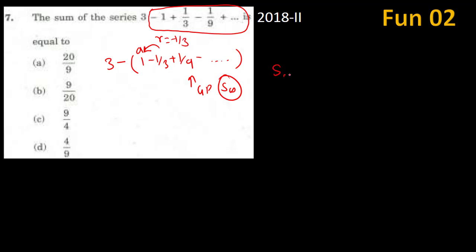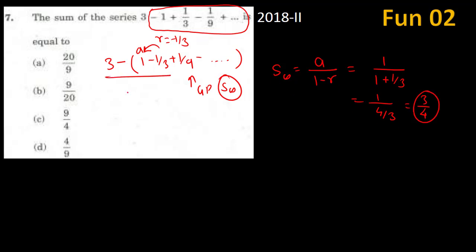So sum to infinity is a divided by 1 minus r. Here a is 1, divided by 1 minus r, where r is minus 1 by 3. So minus minus is plus 1 by 3, which is 1 divided by 4 by 3, which is nothing but 3 by 4. So S to infinity is 3 by 4. Now substitute: 3 minus 3 by 4, which is 12 minus 3 upon 4, which is 9 by 4. So your answer is 9 by 4. Yes, the concept I have given in Fun Class number 02. Please go through this video.